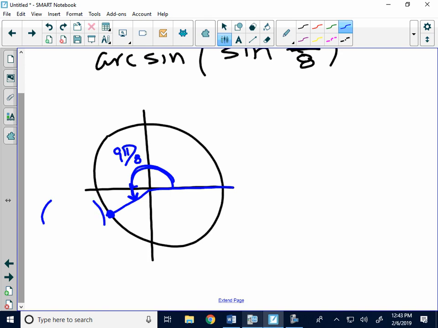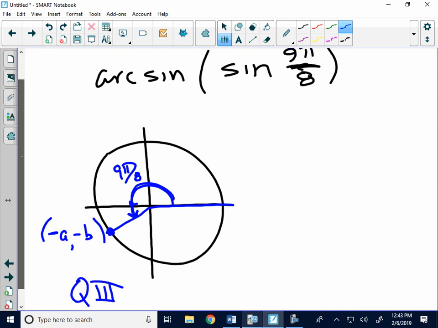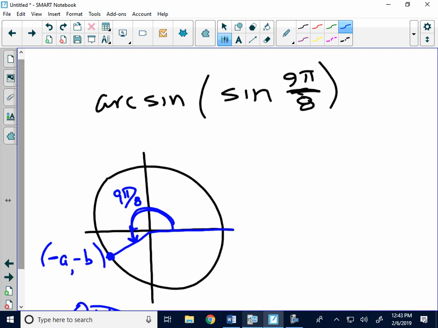Well, let's see. We're in the fourth quadrant. Sorry, we're in the third quadrant, right? Quadrant 3. So both of these have got to be negatives. So let me just call it negative a and negative b, just to put some symbols there. And the sine of this 9 pi over 8 is negative b. Arc sine of negative b. How am I going to get there?